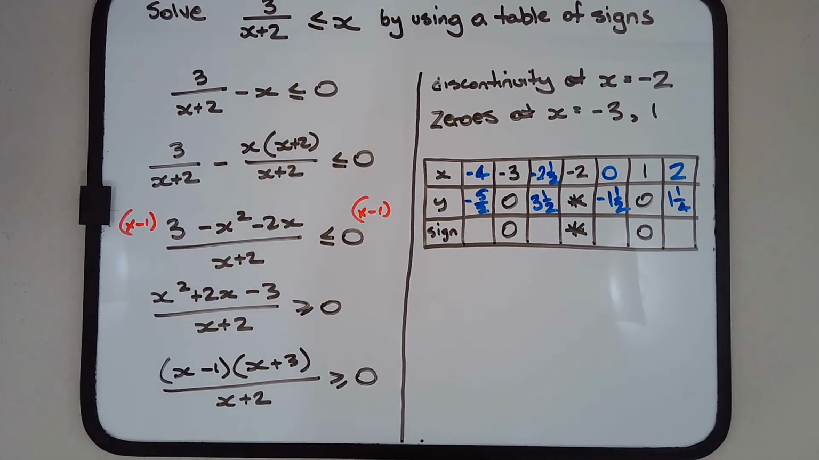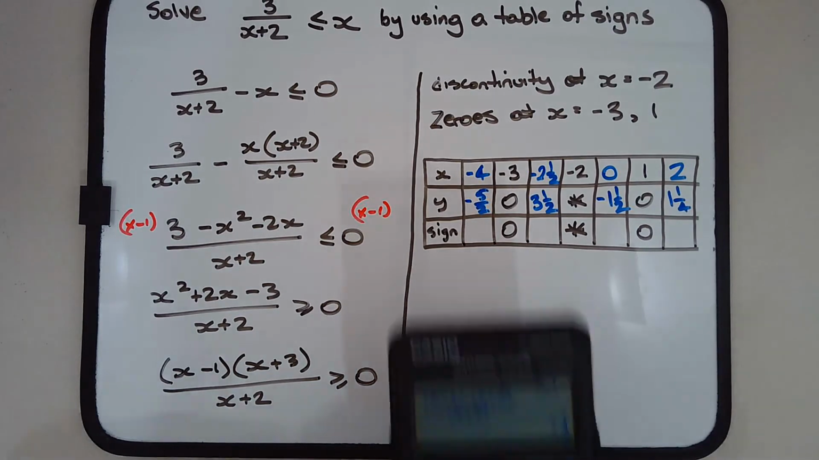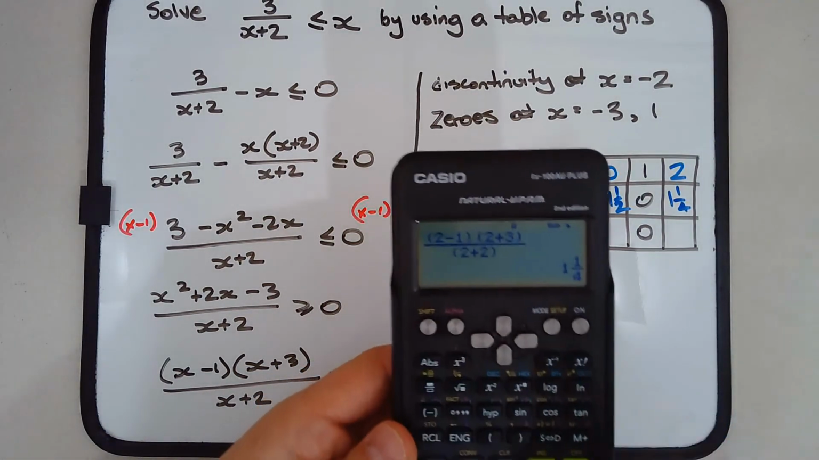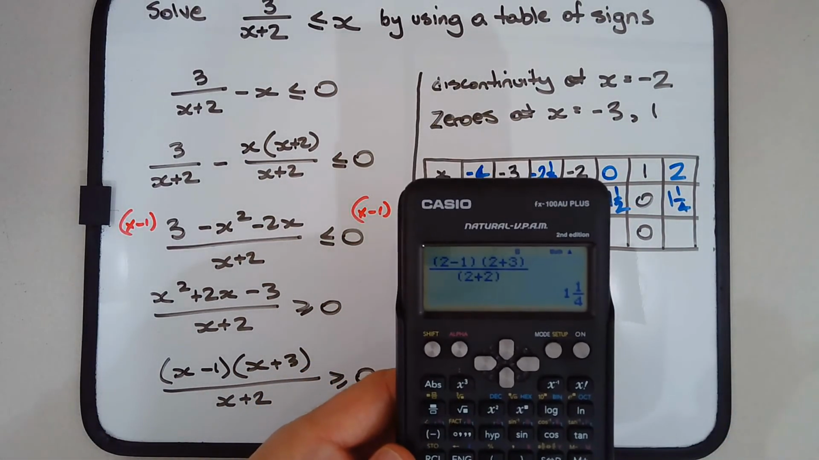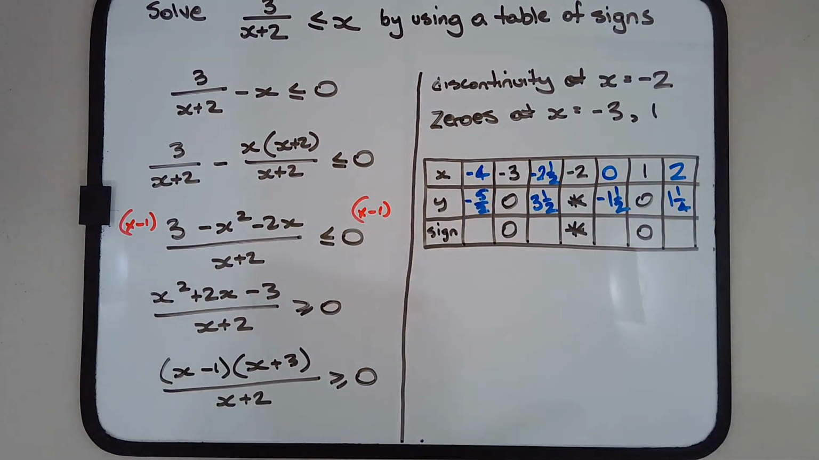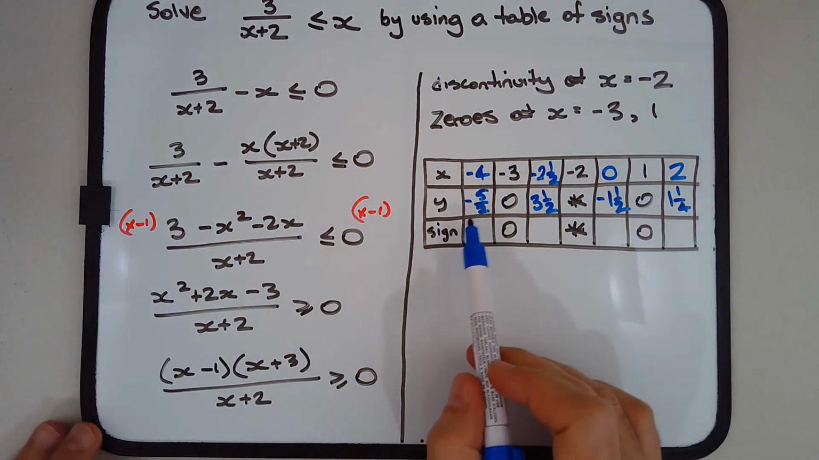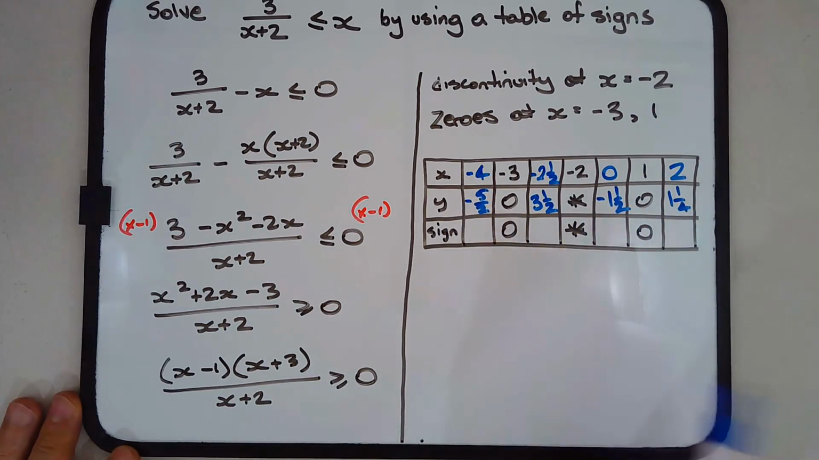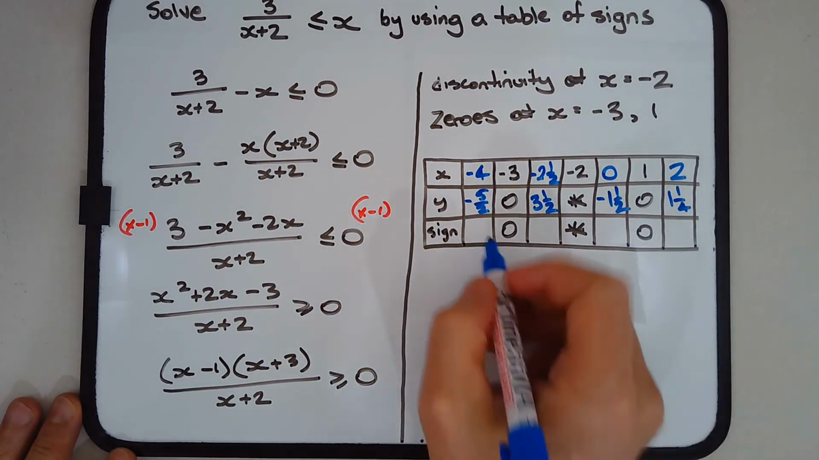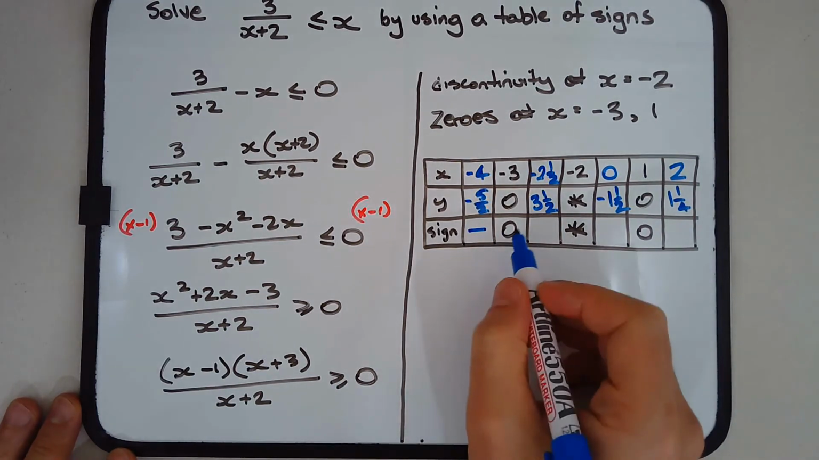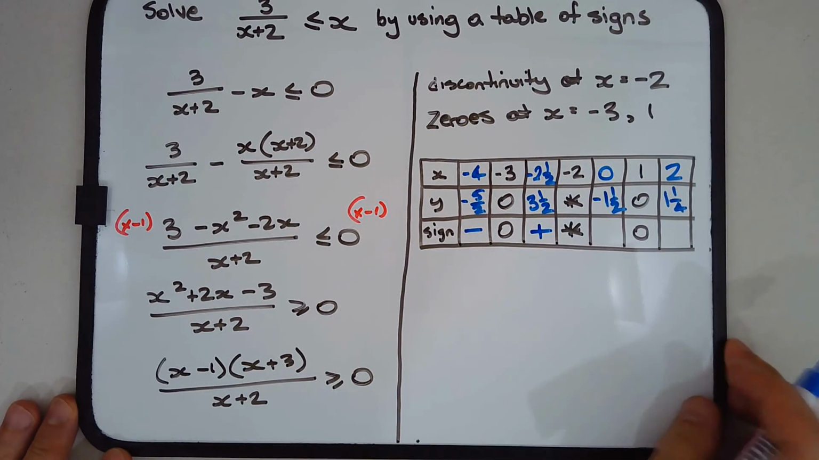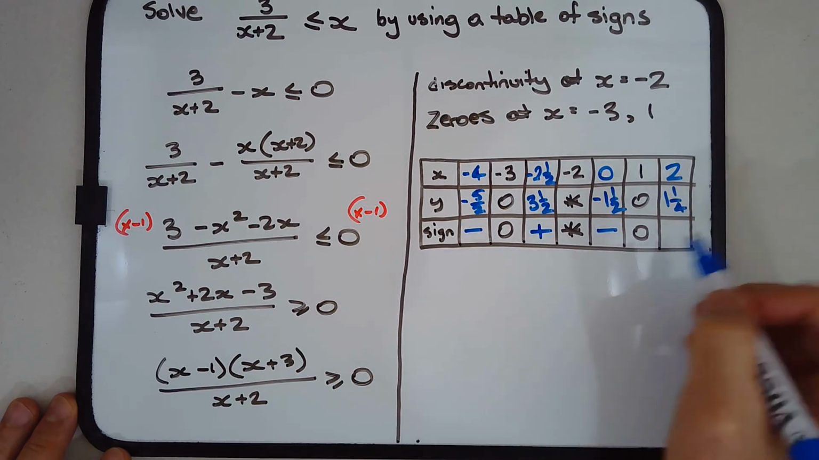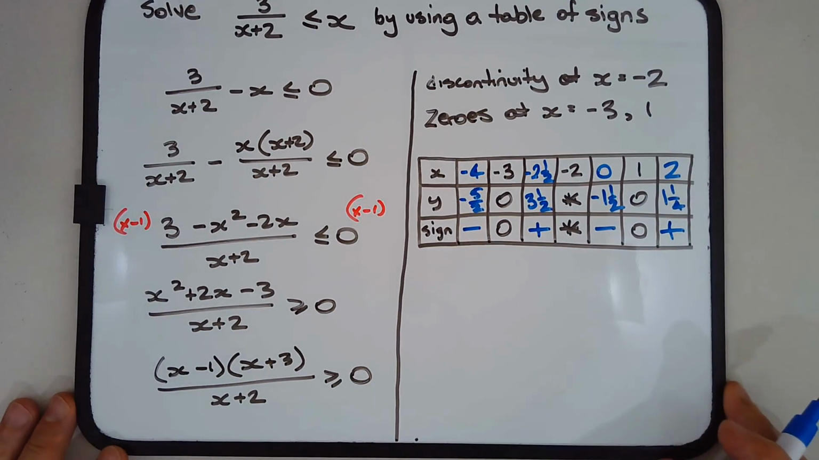Okay, so what I've done is I spent just a little bit of time there working out these values. Using a calculator, I just worked out the values of y for these x values. So you can see that I've already filled out the middle row here, the y values or the function values. So let's fill in the final row, the sign. So that's negative, that's positive. Okay, -1.5, that's a negative, 0, and we've got a positive there.